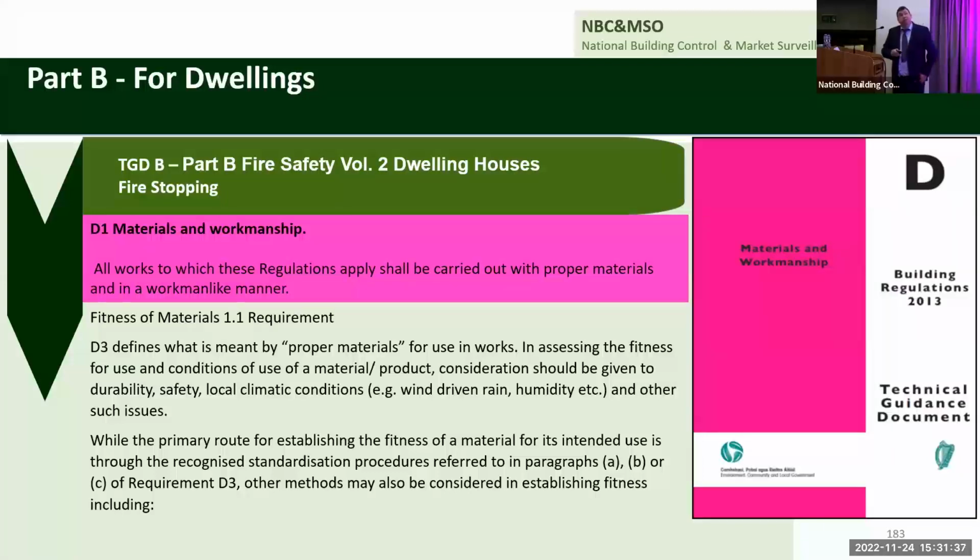Part B of the building regulations probably affects every other building regulation. You have to have good quality materials to build anything. They have to be fit for purpose. So it defines what is meant by proper materials for use in works, in assessing the fitness of use and conditions of use of that material or product.